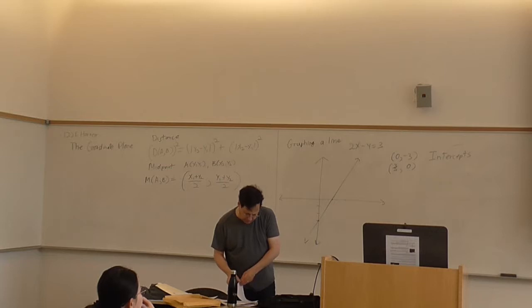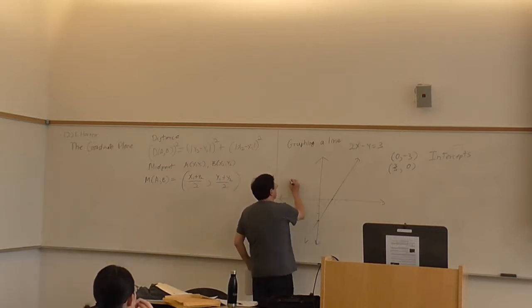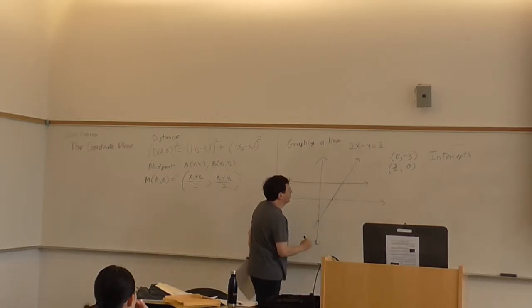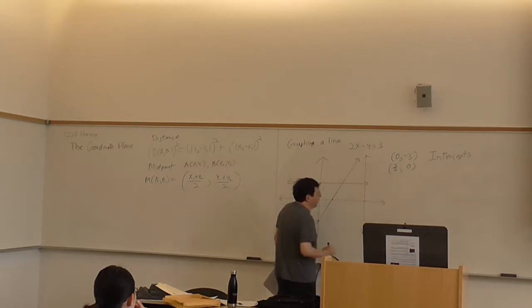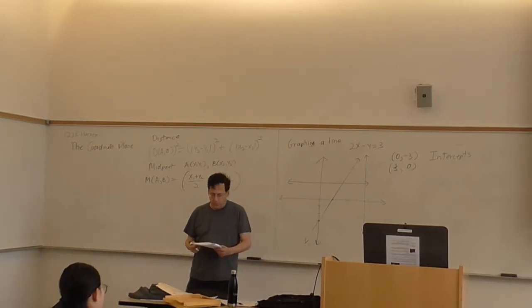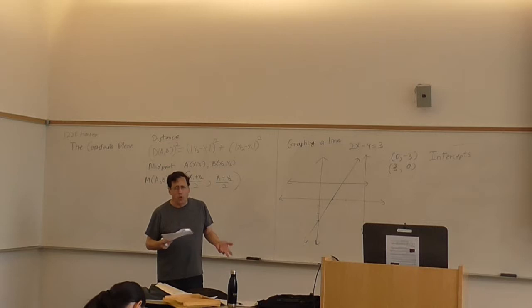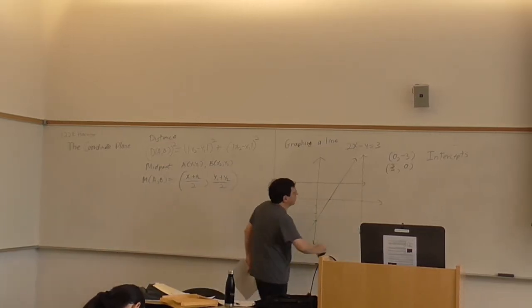I guess that's not part of today, is it? You could have a horizontal line, so that's only going to have a y-intercept. Or you can have a vertical line that only has an x-intercept. Okay, we're going to do more with graphing of lines, obviously, but that's all for today, I think.